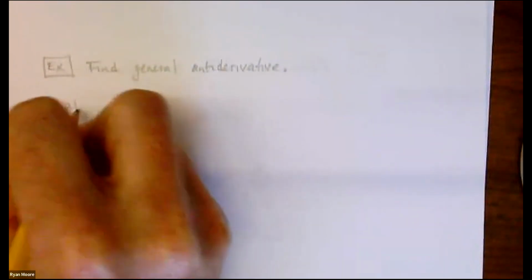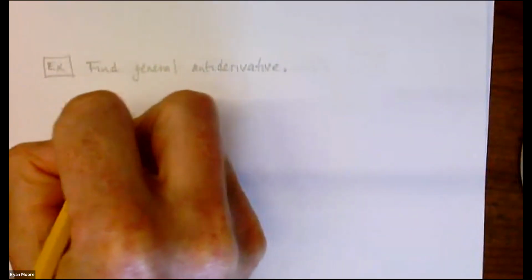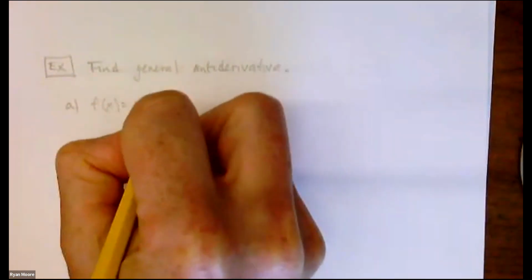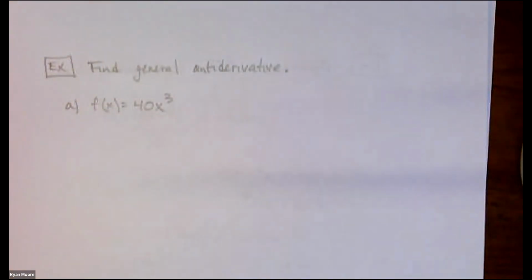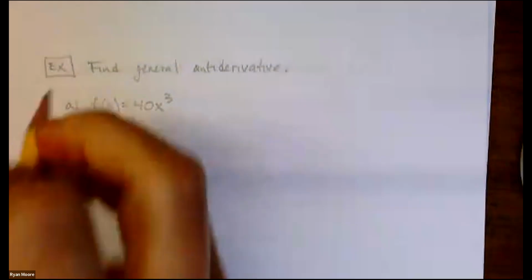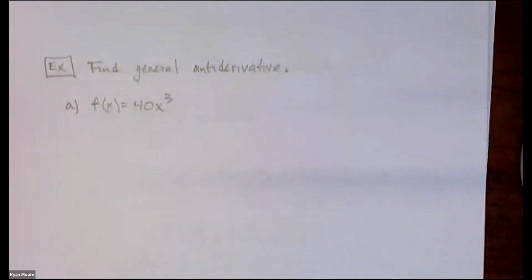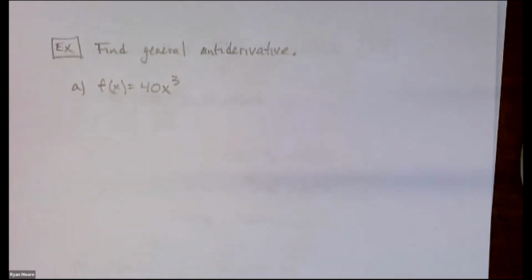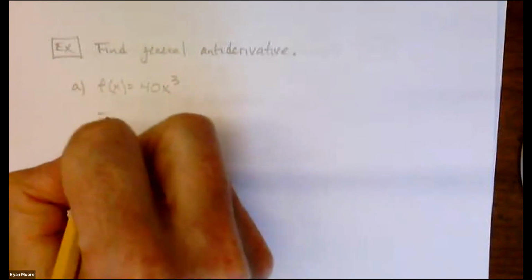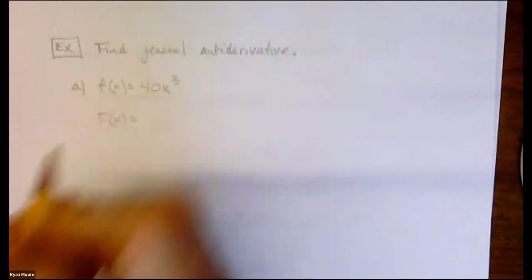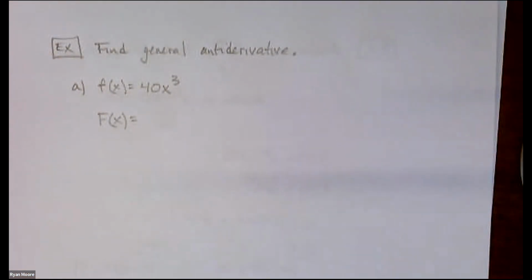And part A, f of x equals 40x to the third. Okay, so again, it's like we're thinking of it, hey, there's just a function doing its thing, but what would the antiderivative be? And that we call capital F of x. Okay, so working backwards definitely takes some practice. Let's think here.